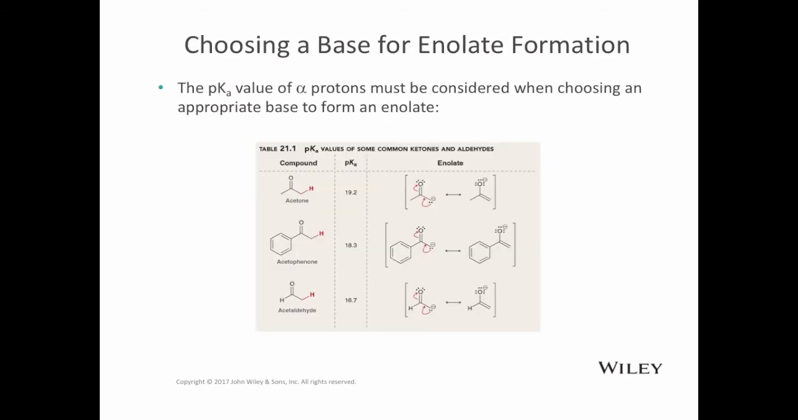When figuring out what base you can use to form an enolate, it is useful to know the pKa of the proton you're trying to remove. So for a ketone, the pKa is going to be around 19.2. Here we have this ketone about 18.3, and here this aldehyde about 16.7.